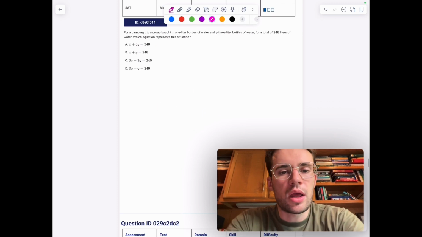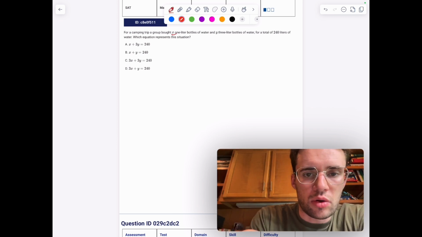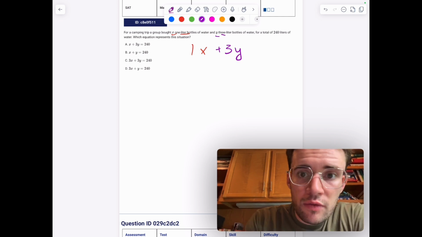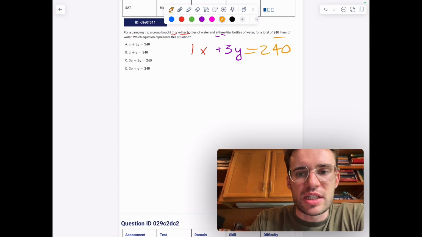For a camping trip, a group bought x 1-liter bottles of water and y 3-liter bottles of water. So it's going to be something with the total liters, I bet. So it will be like 1 times the number of those plus 3 times the number of 3 liters for a total of 240 liters of water. Which equation represents this situation?